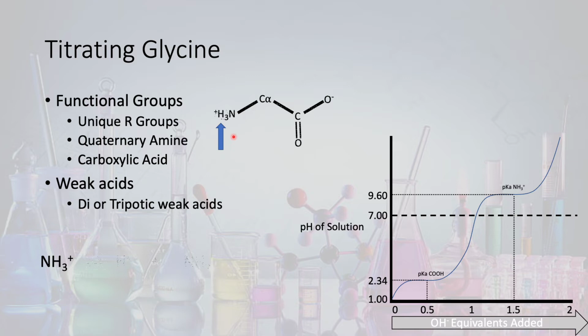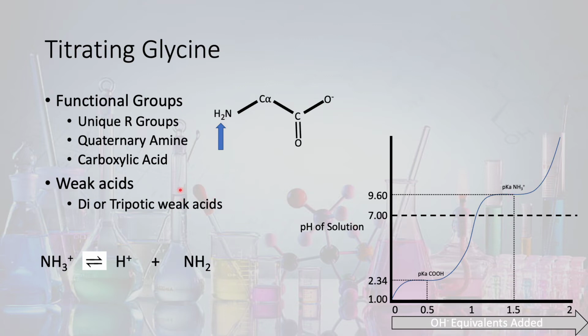So quaternary amines can dissociate and donate a hydrogen to solution, and then if this was attached to our amino acid up here, it would just be NH2. So here, at a pH of 9.6, our amine conjugate base is in equal concentration to our quaternary amine, or our Bronsted-Lowry acid. So that is where the pKa's of our two functional groups stack up on our titration curve. So flattening here, right?